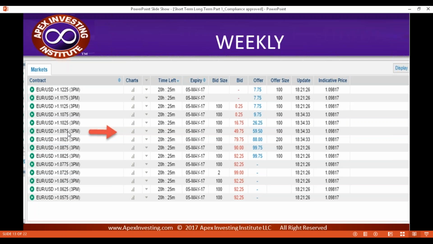This strike is 0975. You can sell it for 49 or buy it for 59, right? And then look at the next one down, it's 0925. So how wide are these strikes? They're 50 pips apart, right? See that? There's 50 pips difference between each one.